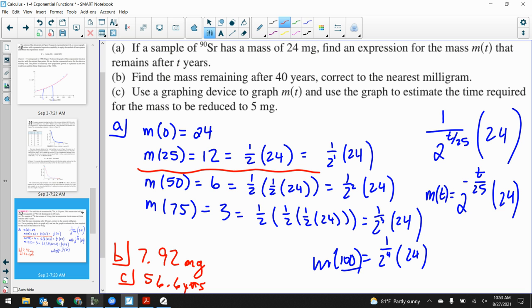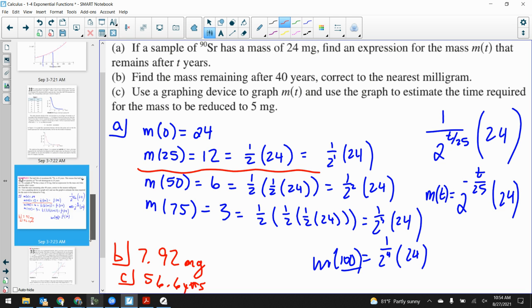Which makes sense, because if I wanted to get down to 5 milligrams, it's less than 75 years. At 75 years, it would have gotten all the way down to 3. And it's a little bit more than 50 years, because 50 years gets it down to 6. So it makes sense that it's 56.6 years.